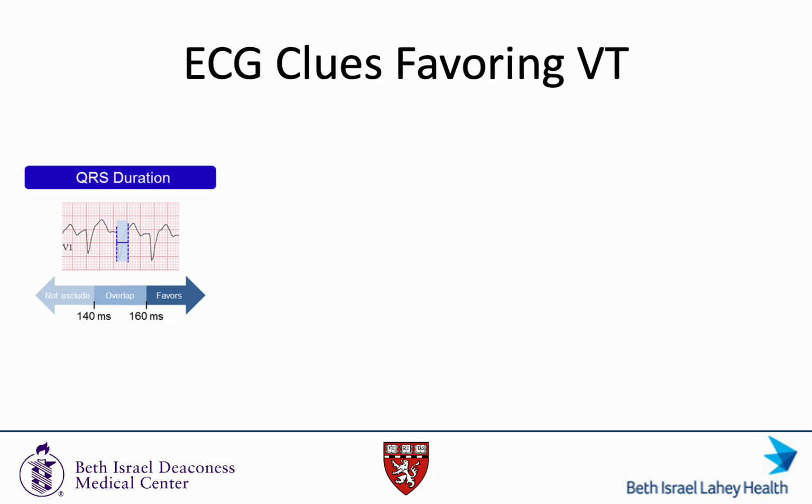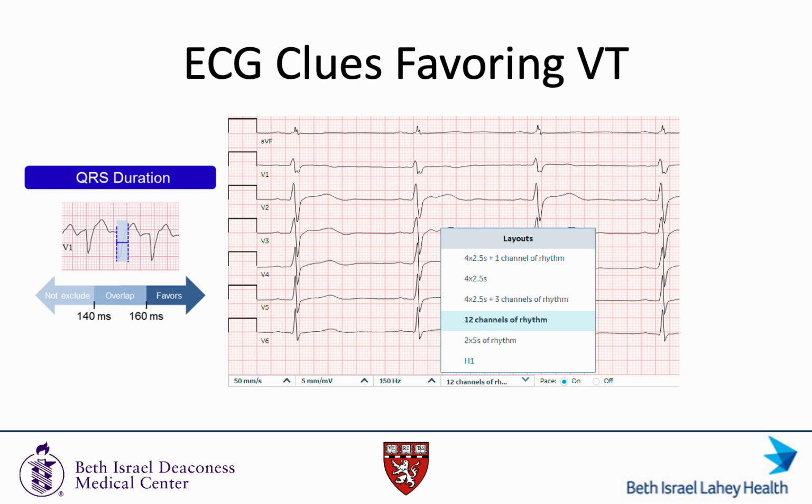In Muse, the bottom left corner of the EKG display screen has adjustable settings. For example, you can change the layout of the EKG from the default, which is 4 2.5-second strips plus 3 channels of rhythm, to show 12 simultaneous rhythm channels. This will show a longer rhythm strip for all 12 limb and precordial leads, making it easier to directly compare QRS durations and find the longest.